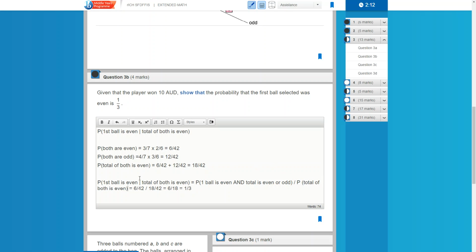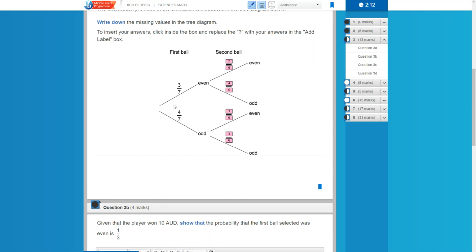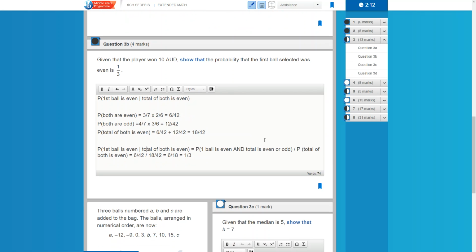Just to check, does everybody see where I'm getting this from? That is from that formula. Given that the total of both is even, find the probability that the first ball is even. So it's the first ball is even and the total is even, which can only happen along this line. And then divided by the probability that the total of both is even, which is what we've worked out here.